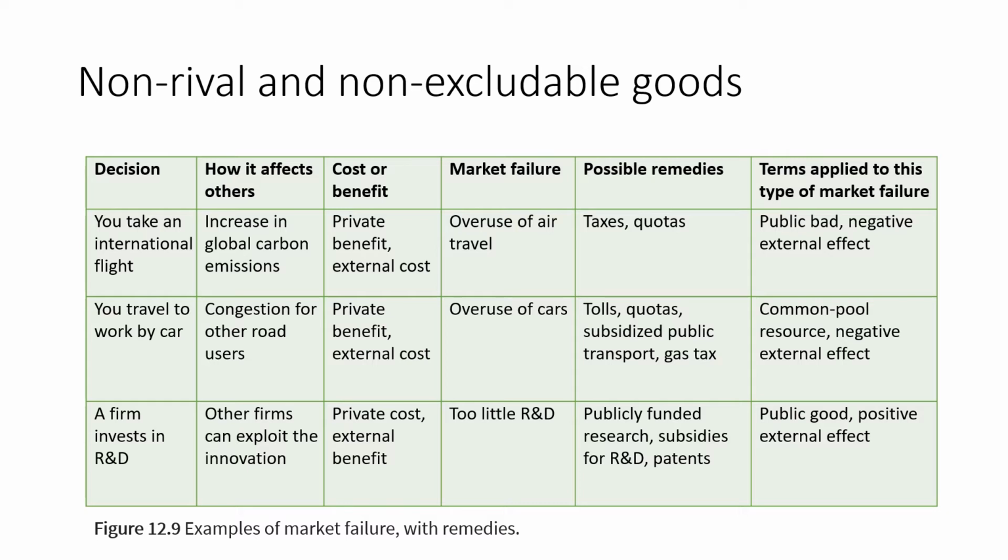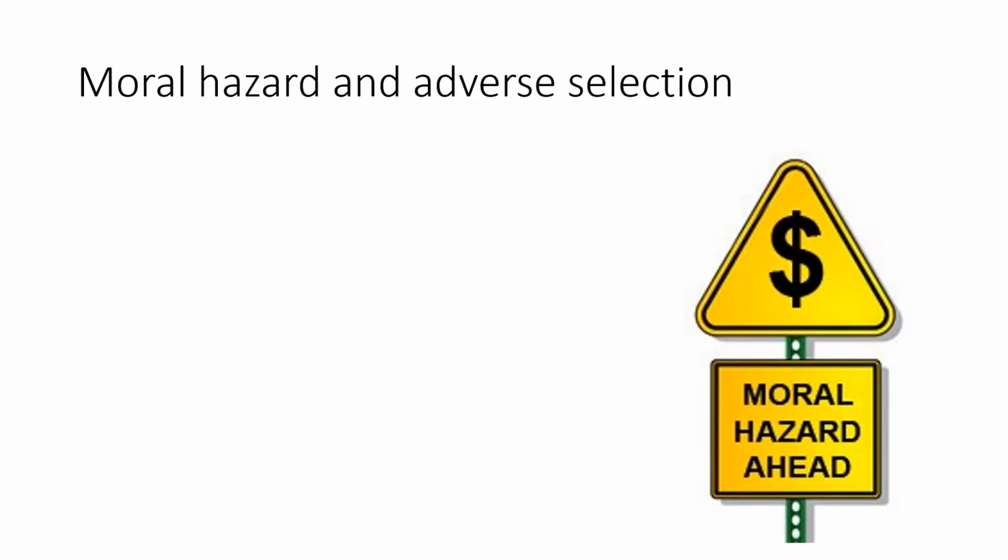This international flight that you have taken is a public bad, and it has a negative external impact. Traveling by car or investing in R&D are other examples of non-rival and non-excludable goods, where investing in R&D is a public good and has a positive external effect. Traveling by car has a negative external effect.